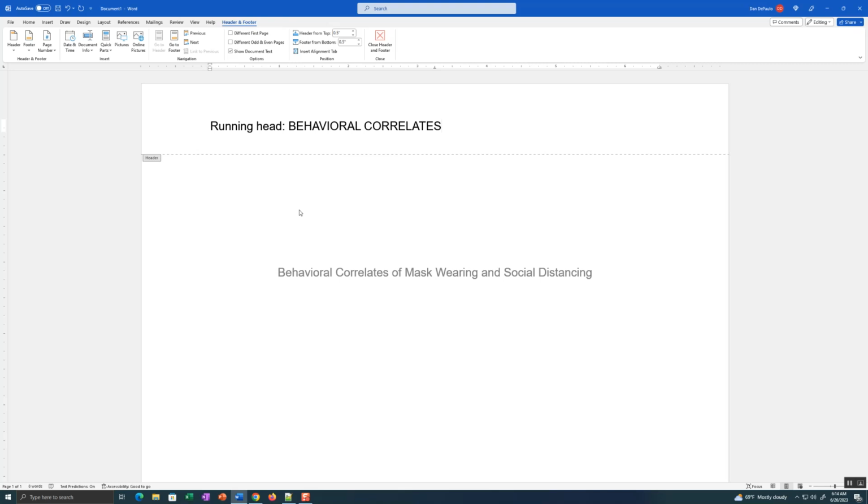Now, on the title page, you're going to have the words running head. On every subsequent page, you're not going to have the words running head, but you're going to have the short title. So that title page is going to be a little different than the subsequent pages of your paper. And I'm going to have the page number in the upper right, like that. 1. Title page. Now on page 2, I'm not going to have the words running head. I'm going to remove them. I'm just going to have the short title in all caps, behavioral correlates. And every subsequent page, short title.